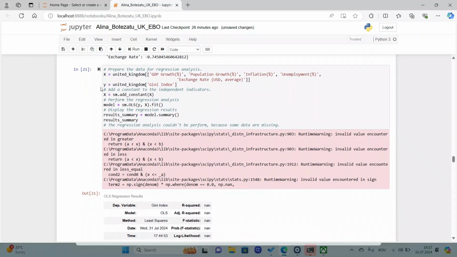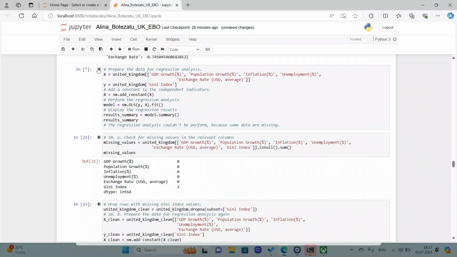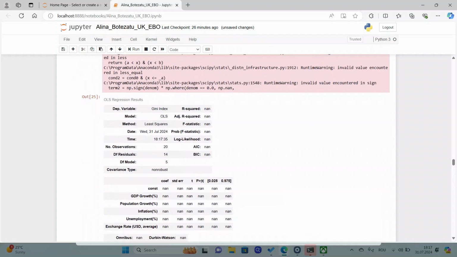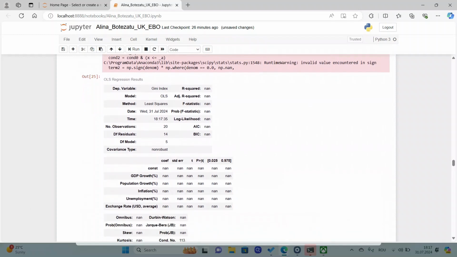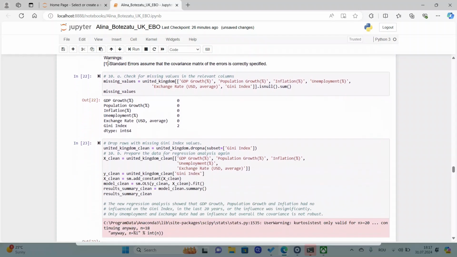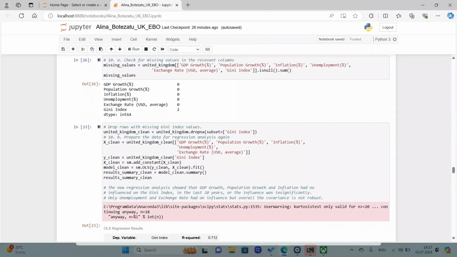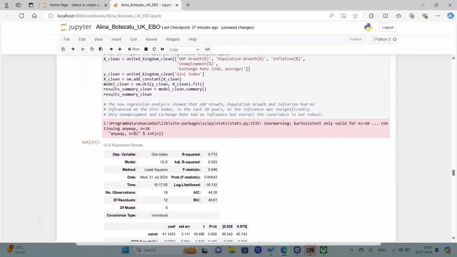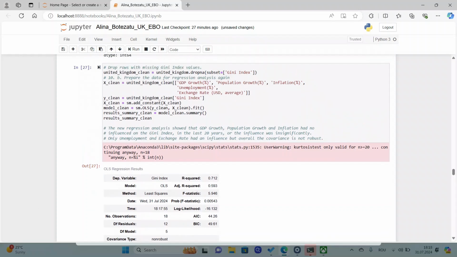Here I tried to run the regression analysis, but it didn't work. There was an error, because some values were missing. Here I checked the missing values. The missing values were in the Gini index. I dropped the Gini index values that were missing, and now I've run the regression analysis again.